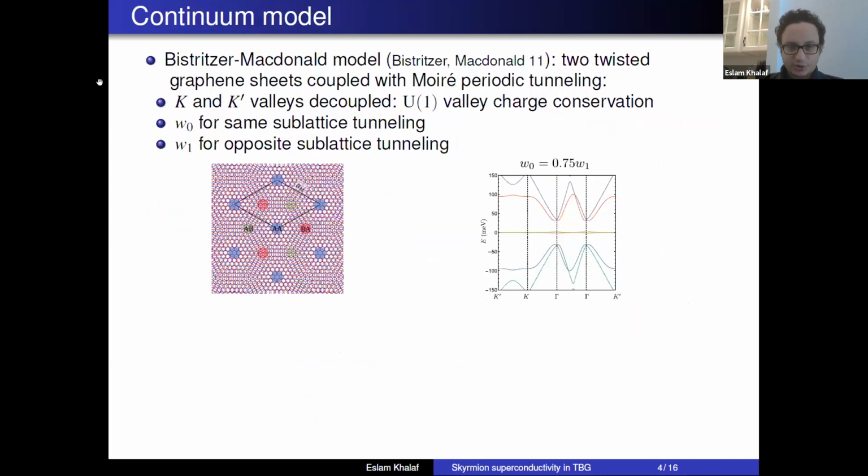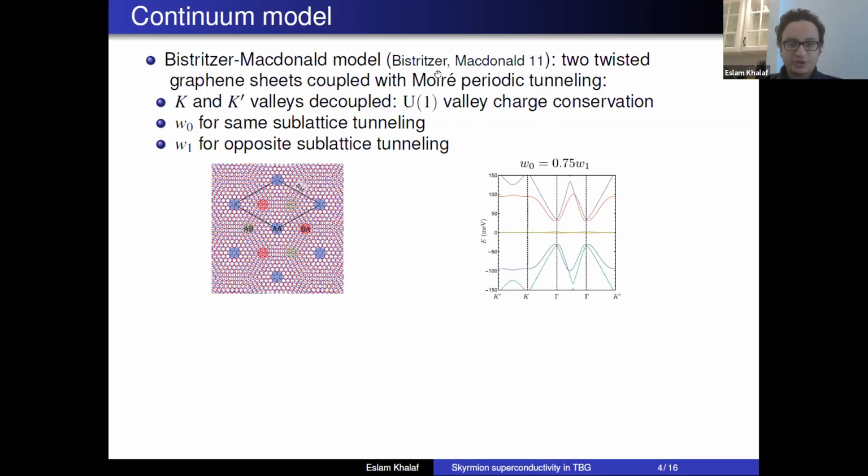The theoretical description of twisted bilayer graphene starts with the so-called Bistritzer-MacDonald model. This considers two graphene sheets twisted relative to each other, and the graphene Hamiltonian is expanded close to the K and K prime valleys, so we get a Dirac dispersion. In this low energy limit, the valleys are actually completely decoupled. So in addition to the normal charge conservation, we also have a valley charge conservation. This plays an important role.